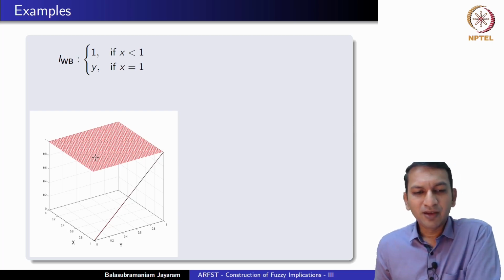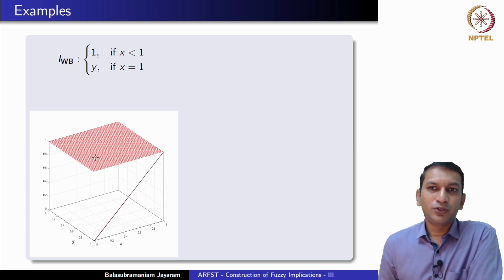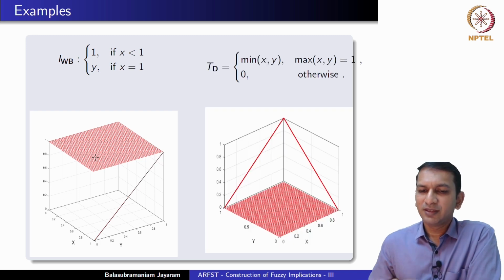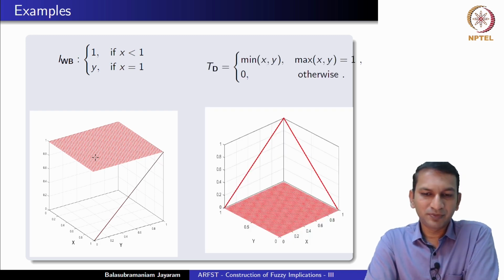Now if you are wondering from which t-norm we can obtain this as an R-implication, it is the drastic t-norm. If you take the drastic t-norm and use the formula I_T, the corresponding R-implication that you would obtain will be the Weber implication.